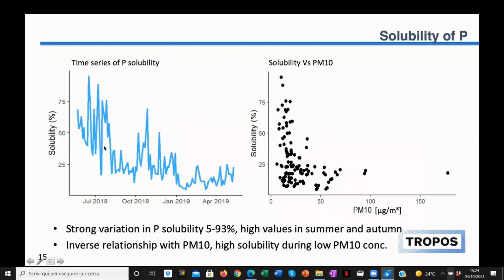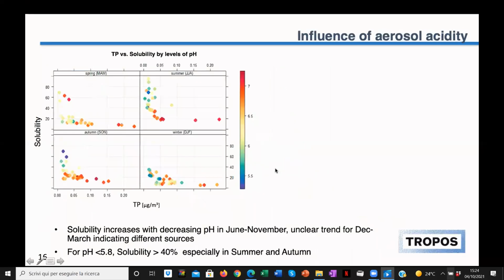Here is the time series of the solubility of phosphorus over the sampling time, and also the solubility of phosphorus plotted against the total PM10 mass. What we found was a strong variation in the phosphorus solubility from 5 to 93%, with very high values between June, July, and at times during October and November. When we compared the solubility to the PM10 mass, we saw more of an inverse relationship, indicating that we had high solubility of phosphorus when the PM10 load was not too high.